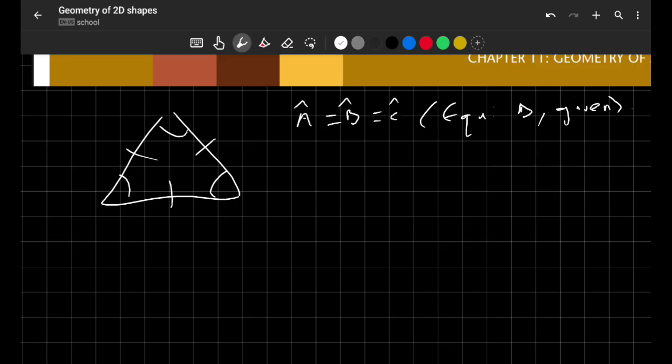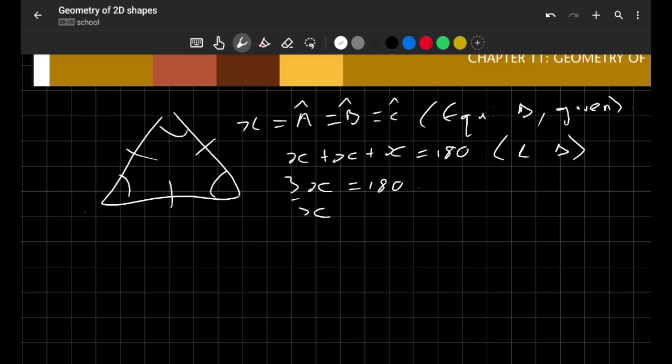Now, what you can do is substitute x in each of these, since they're all equal to x. So x plus x plus x equals 180, and your reasoning is sum of angles in a triangle. Then 3x equals 180. Then you divide by 3 on that side, and x equals 60 degrees. 60, 120, 180. So therefore we know for a fact, and it's never going to change, that every angle equals 60 degrees inside an equilateral triangle. Each angle equals 60 degrees.